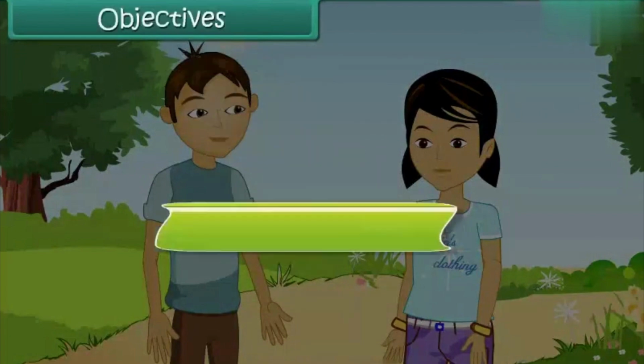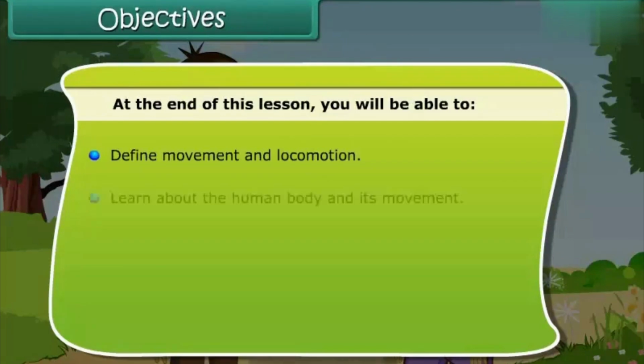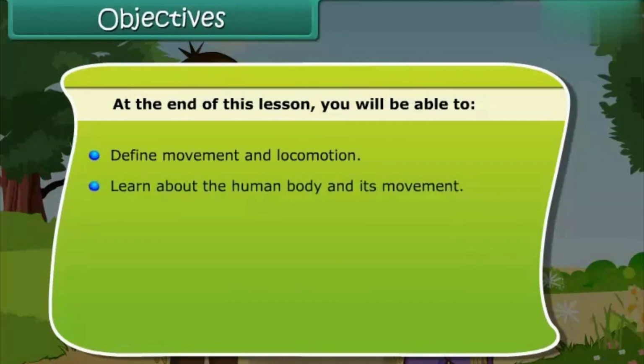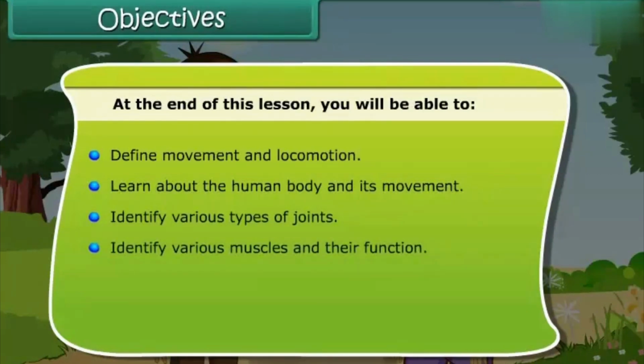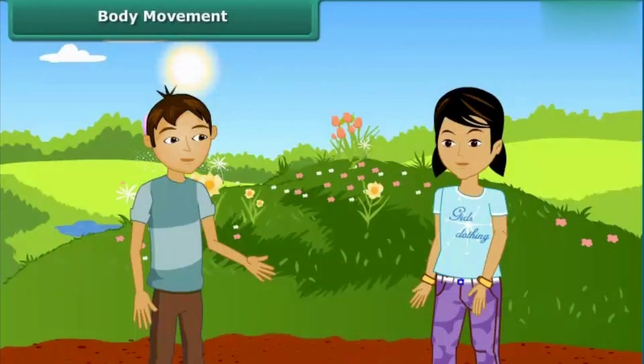Objectives. At the end of this lesson, you will be able to define movement and locomotion, learn about the human body and its movement, identify various types of joints, identify various muscles and their functions, identify movements in various animals, and identify the streamlined body.